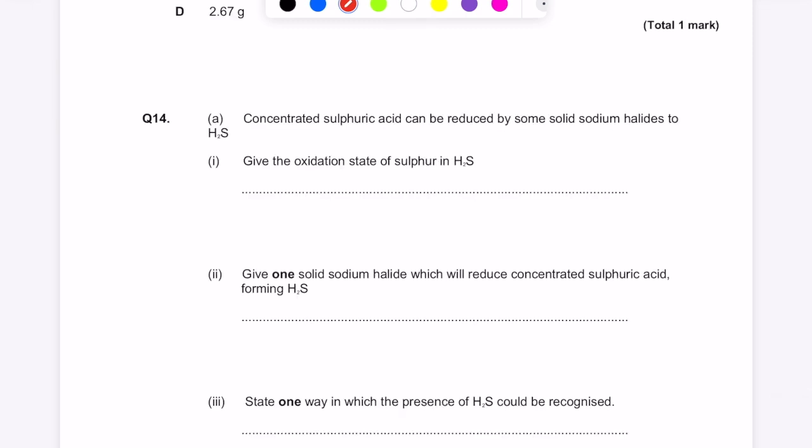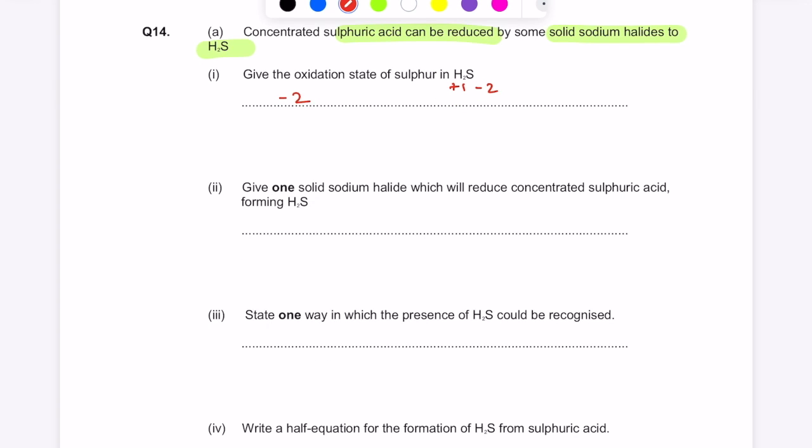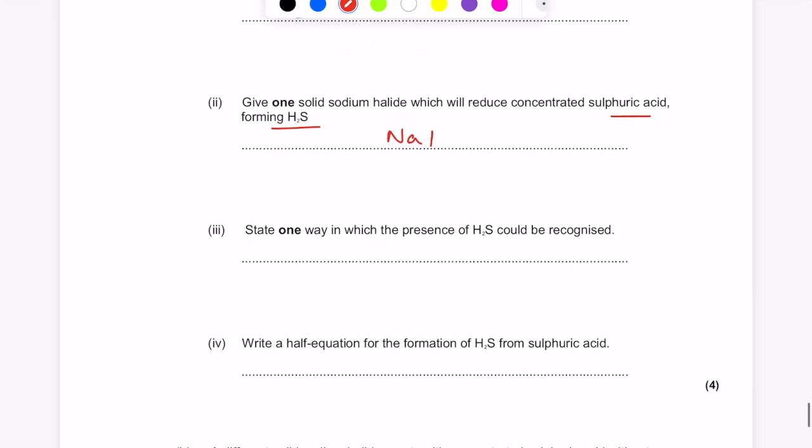Concentrated sulfuric acid can be reduced by some solid sodium halides to H2S, give the oxidation state of sulfur in H2S. So remember, hydrogen ions are always +1. The compound is always neutral, which means that the answer here is -2. Give one solid sodium halide which will reduce concentrated sulfuric acid, forming H2S. Remember, it's the elements that sit lower in that group which have a stronger reducing power, so NaI is a good answer here. State 1 way in which the presence of hydrogen sulfide could be recognised. Remember, it's by its horrible smell of bad eggs.